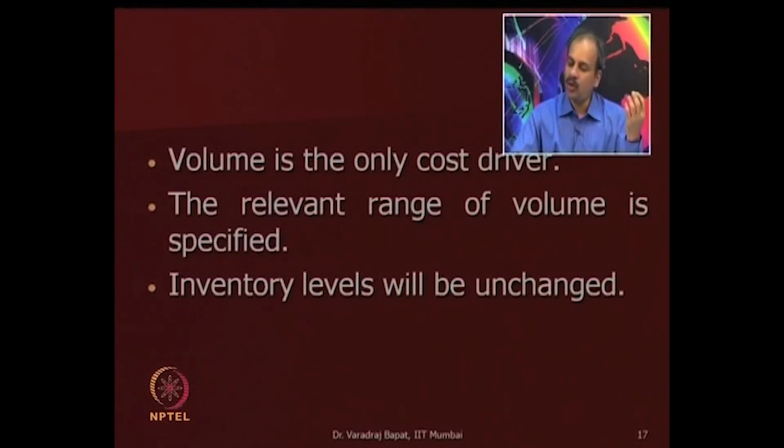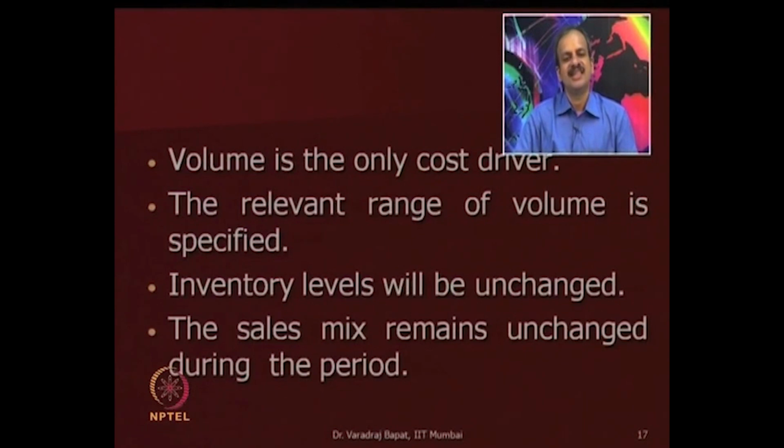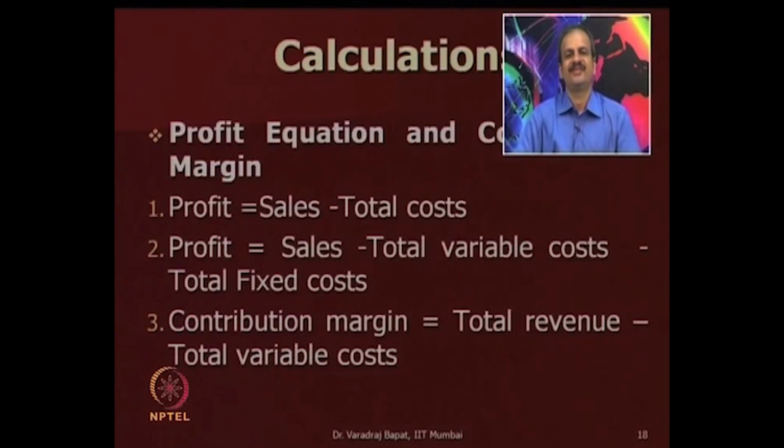We also ignore the inventory levels because we are focusing on volume and profit relationships. Sale mix is also assumed to remain constant. Of course, it can change and we can take a decision on it, but when we are doing a CVP, we assume that it is constant. Now, let us look at calculations. Certain equations I have given, and these will be useful, and we will also do some cases so that it is more clear to you.